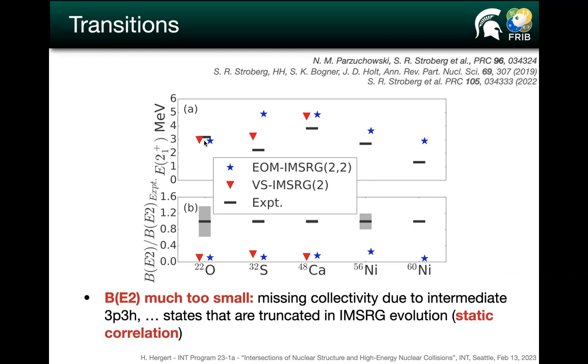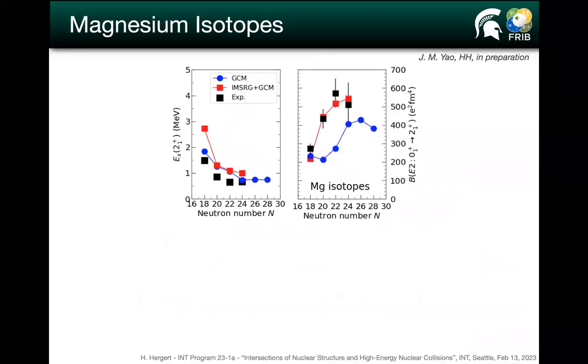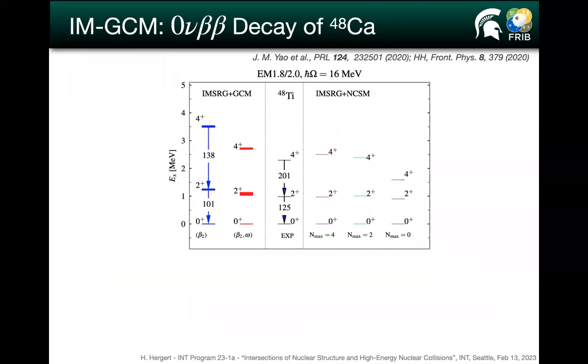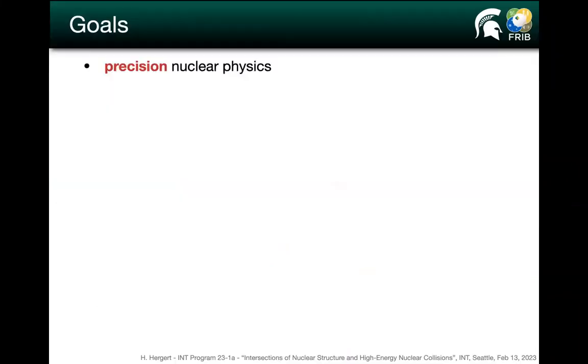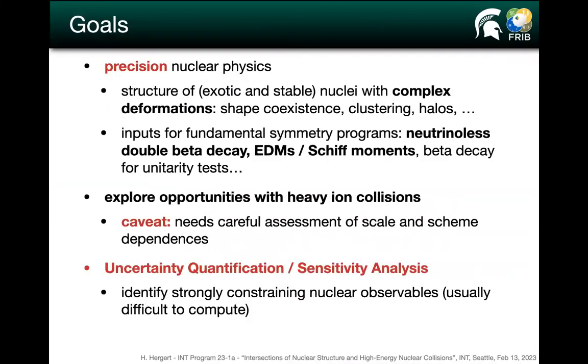In your summary slide, you mentioned the challenge for heavy ion connection. I wonder, these two comments, the issue with the scale and the scheme dependence, I guess this refers to the nuclear structure side of the difficulty. I don't know enough about the heavy ion collision side to understand how you extract certain things.